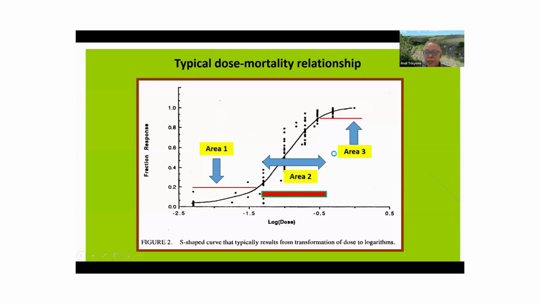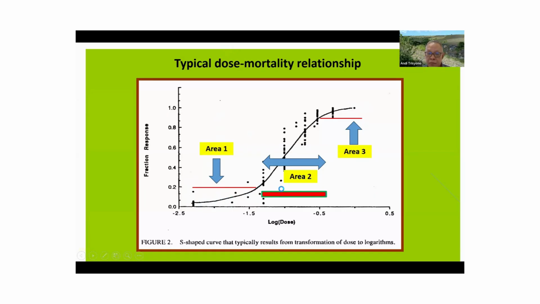This is area one, this is the second, this is the third area. What I'm going to say here is that if we are working with insecticide, and doses or concentration cause mortality only in this area one, it's going to be a different result.